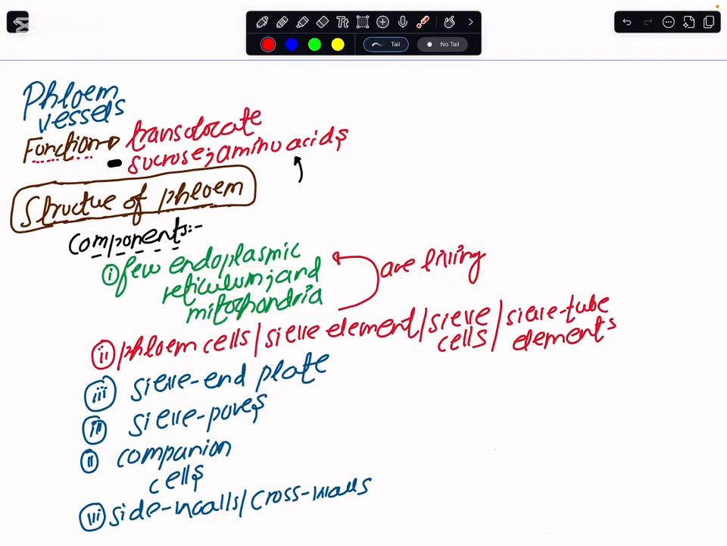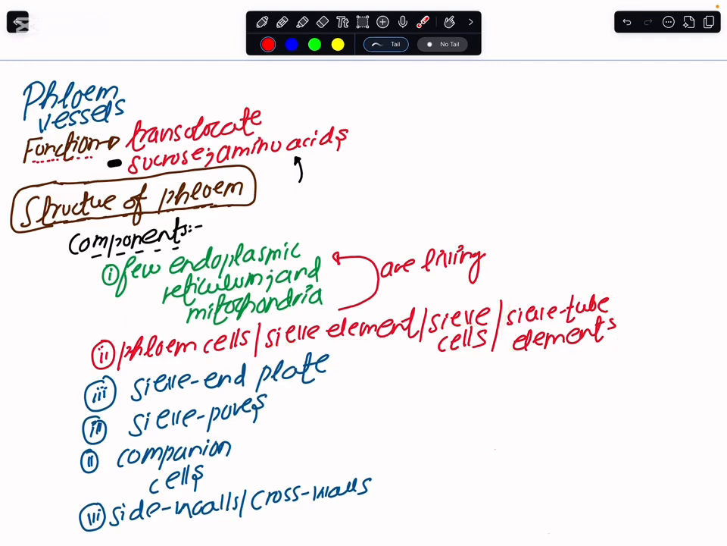And within the phloem vessels, which are a form of a tissue, we have some individual cells and they are located in the form of a column that I will show you in a while. And these are referred to as the phloem cells. We also call them sieve elements. We call them the sieve cells. We also refer to them as the sieve tube elements.